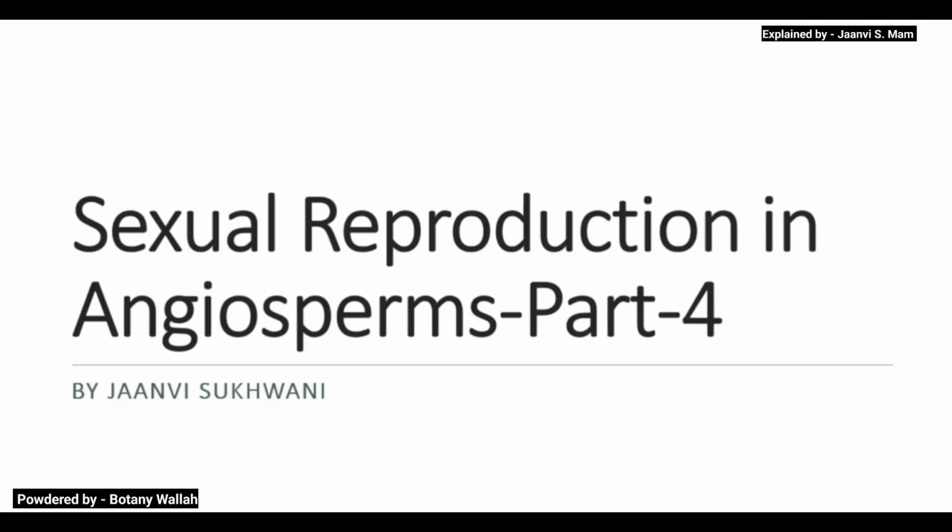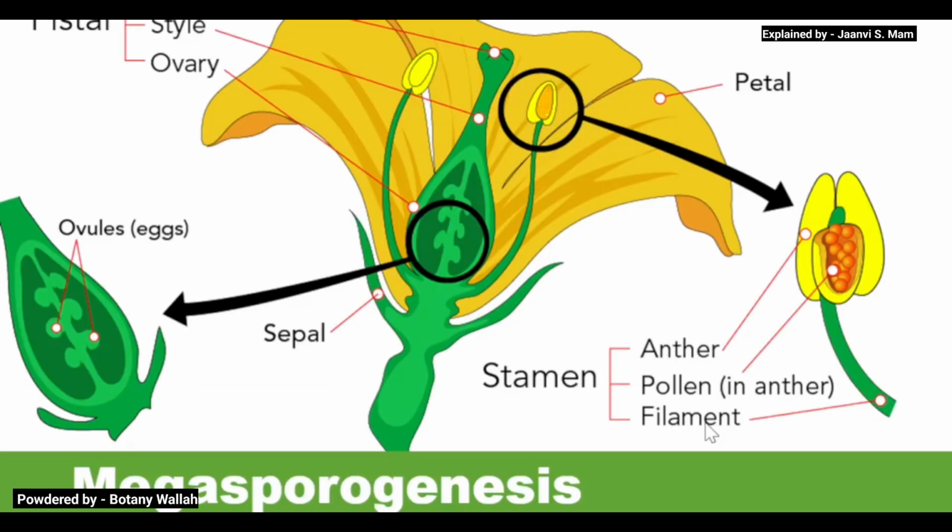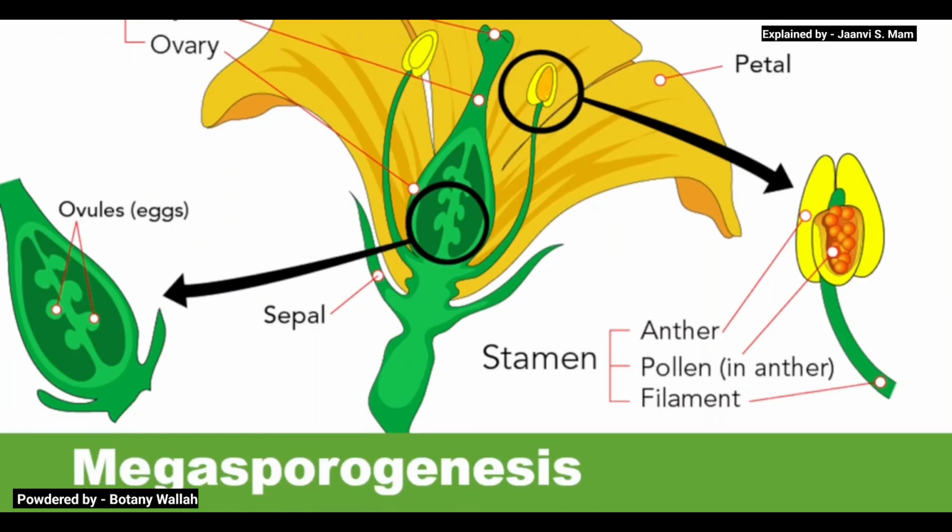Today in the part 4 lecture of sexual reproduction in angiosperms, we are going to discuss megasporogenesis. Yesterday I started with the female reproductive system, and today I will speak about megasporogenesis, and further we will move towards the next topic also. So what is megasporogenesis?